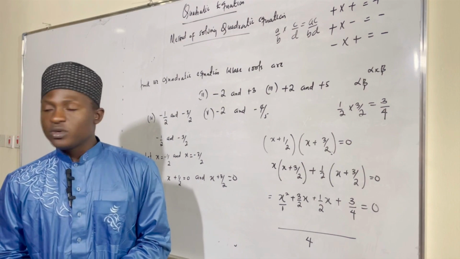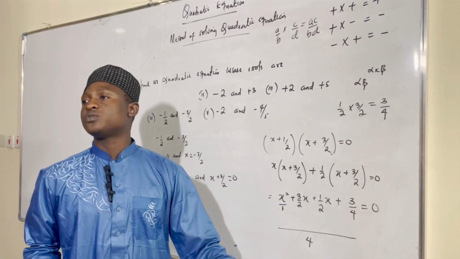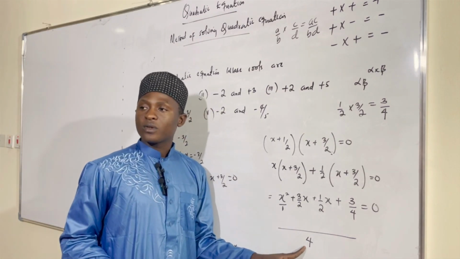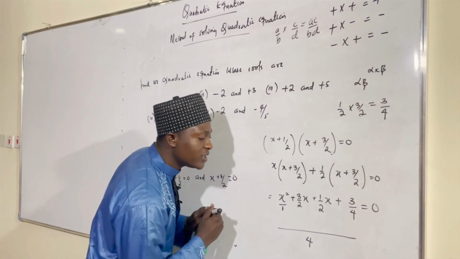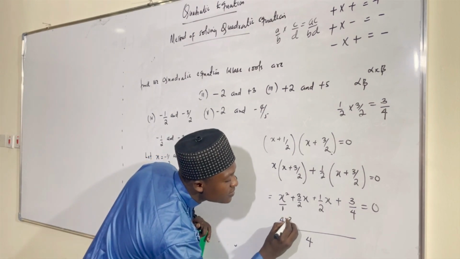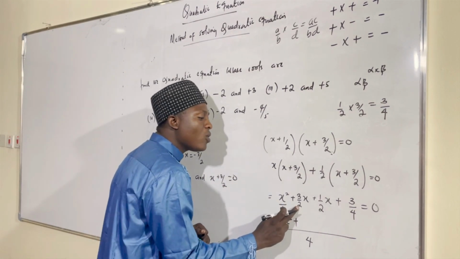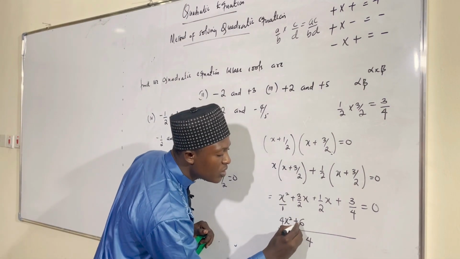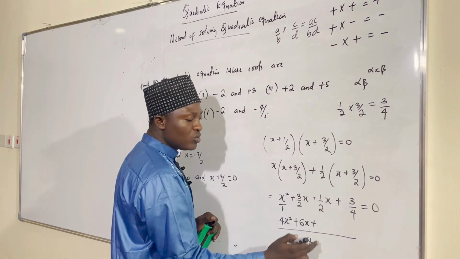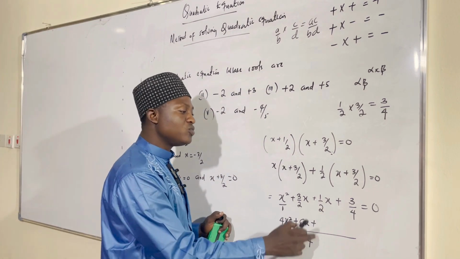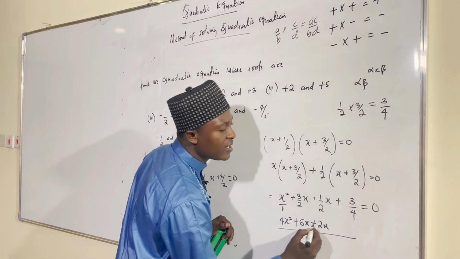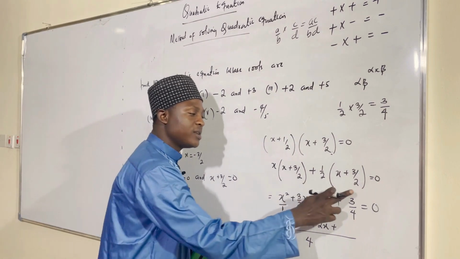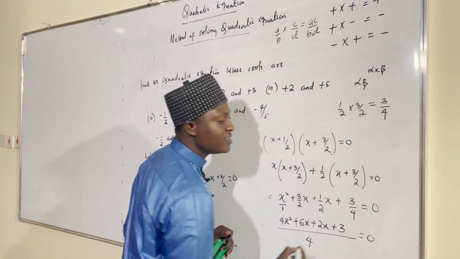Why are we using the LCM here? Because we have the fractions and we are trying to clear the fractions so that we can make the equation better. Now, how many 1 can we get in 4? Yes, we are going to have 4. 4 times x squared, that's going to be 4x squared plus, how many 2 can we get in 4? That's going to be 2. 2 times 3x, we are going to have 6x. How many 2 can we get in 4? We are going to have 2. 2 times 1x, we are going to have 2x plus, how many 4 can we get in 4? Yeah, that's going to be 1. 1 times 3, we are going to have 3. Everything is equal to 0.